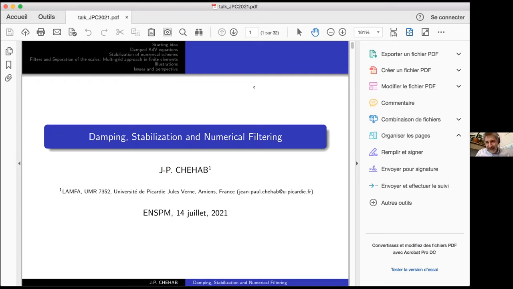Thank you very much for the invitation. I am very happy and honored to participate in your session. The talk I will give today focuses on the relation between damping modeling for dispersive equations, namely the KdV equation, and the stabilization of a numerical scheme when applied to the simulation of reaction diffusion equations. This link will be made by interpreting the techniques as numerical filterings.